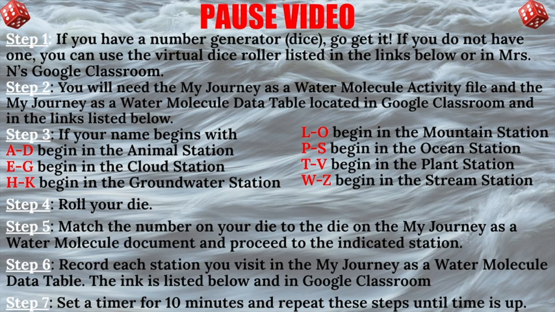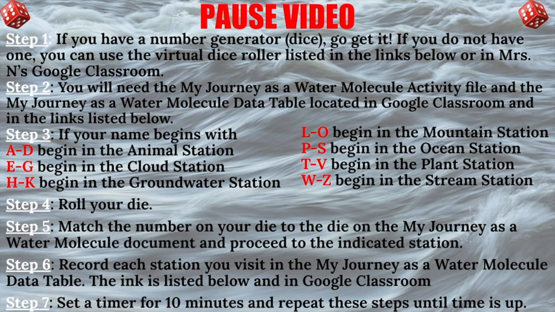Step 1. If you have a number generator, a dice, go get it. If you don't have one, you can use the virtual dice roller listed in the links below or in Mrs. N's Google Classroom. Step 2. If you haven't done it already, you will need to download the My Journey as a Water Molecule activity file and the My Journey as a Water Molecule data table located in Google Classroom and in the links below.